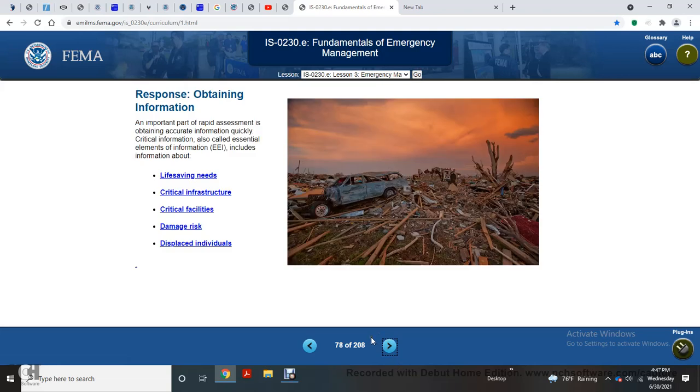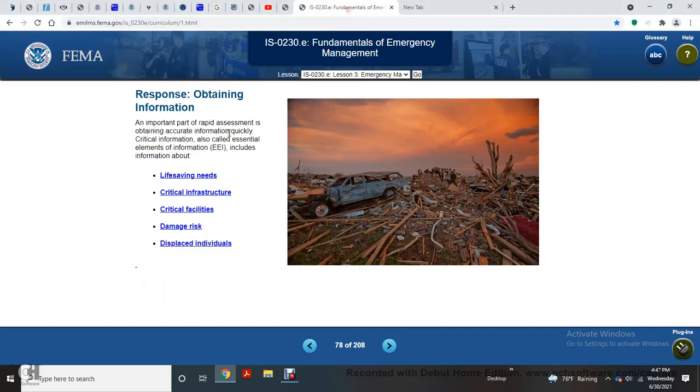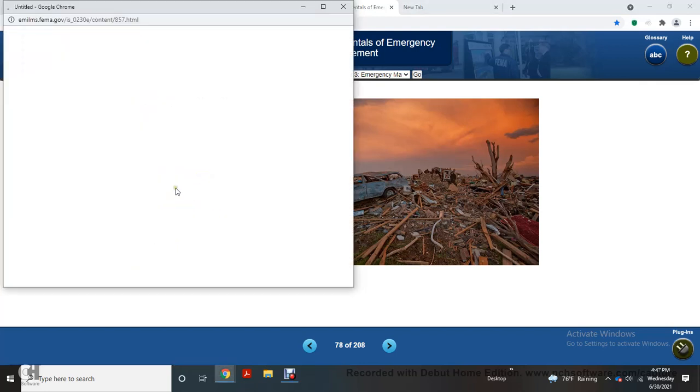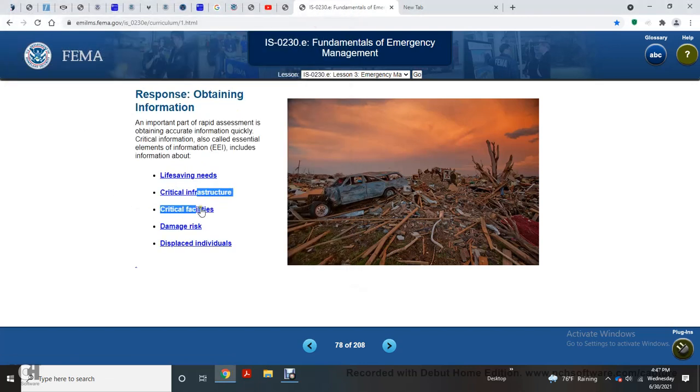Response: obtaining information is an important part of the rapid assessment. Obtaining accurate information quickly is critical. Critical information, also called essential elements of information, or EEI, includes information about life-saving needs, including evacuation, search, and rescue, and critical infrastructure, including determining the status of the transportation, utility, and communication systems, and fuel and water supplies.